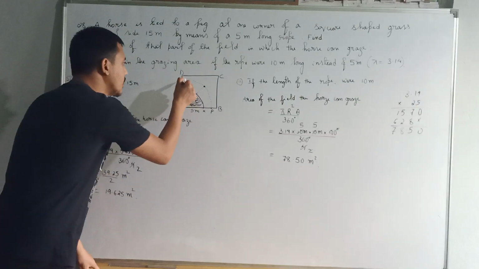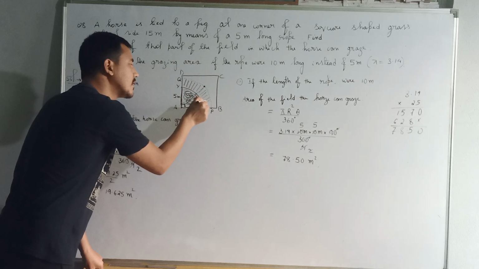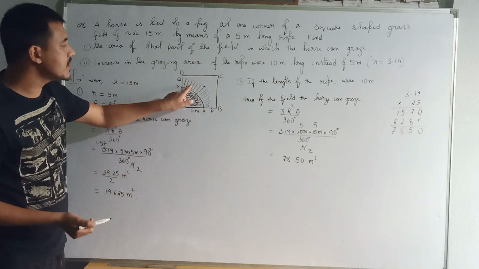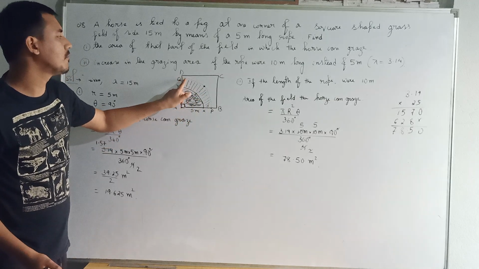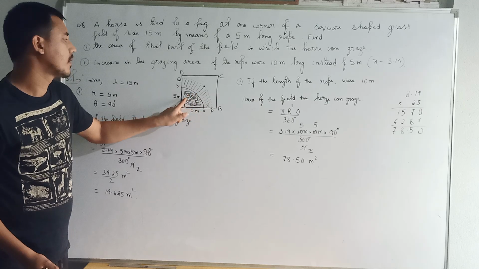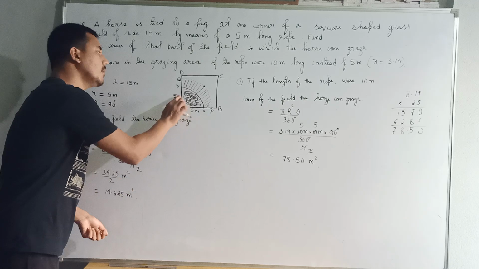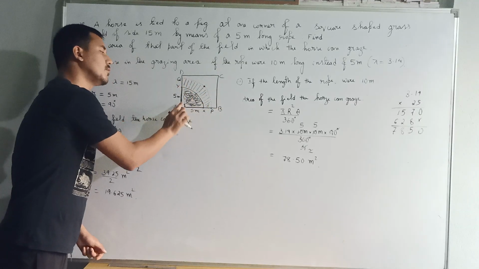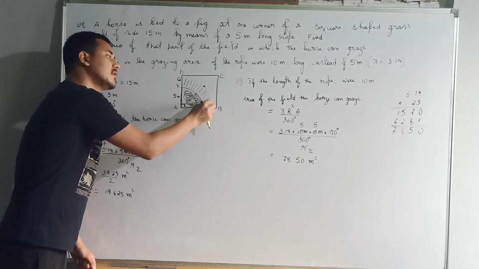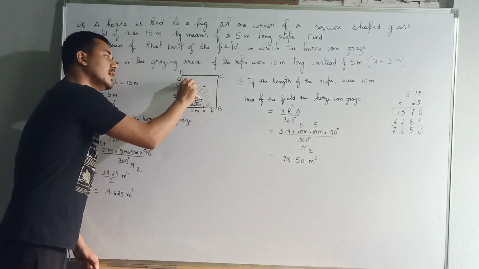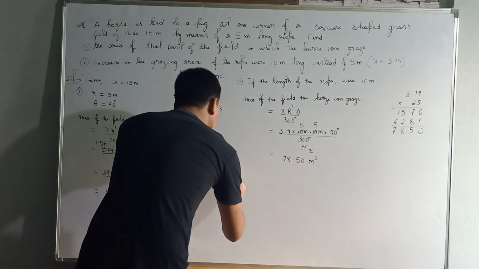See, this particular portion of the field is the increase in area. So the increase in area can be obtained by subtracting the area of this larger sector minus the area of this smaller sector. Okay? From the larger sector APQ, you subtract the smaller sector AXY, then it gives you the increase in the area. This portion is the increase in grazing area.